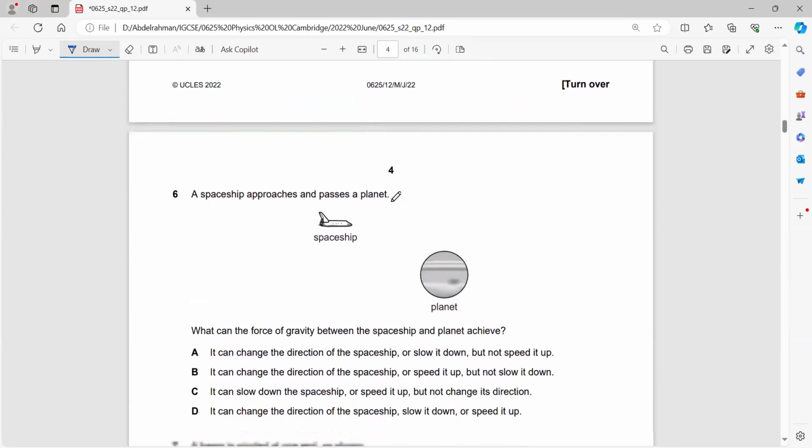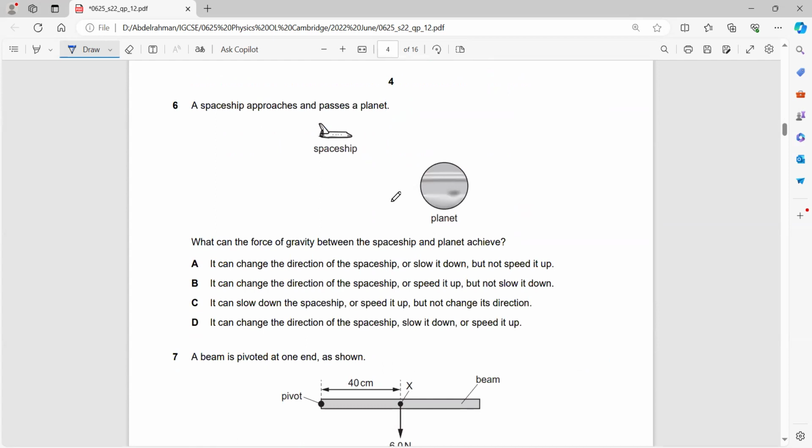Question 6. A spaceship approaches and passes a planet. What can the force of gravity between the spaceship and planet achieve? It can change the speed, the direction. It can change the direction, or slow it down, but not speed it up? Yes, it can speed it up or slow it down. It can slow down the spaceship, speed it up, but not change its direction? No, it can change the direction, slow it down, or speed it up. Okay.